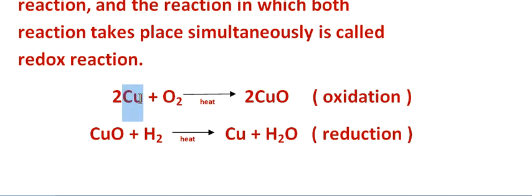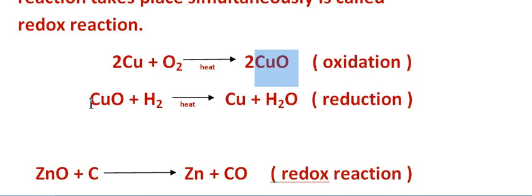Let us see from the example, that is copper plus oxygen. Here copper oxide is formed. That means oxygen is added. Therefore, this reaction is oxidation reaction. In another example, this copper oxide is already given. It reduces to copper. Hence, oxygen is removed in this reaction. Therefore, it is reduction reaction.